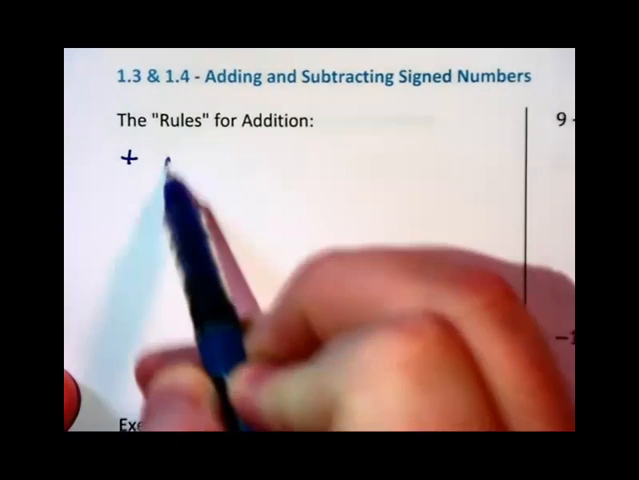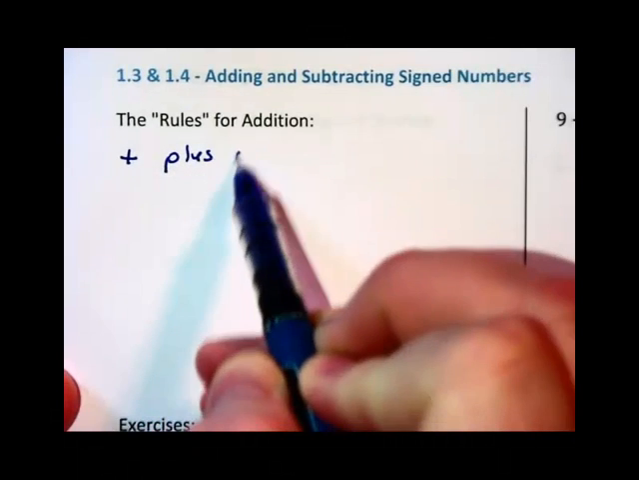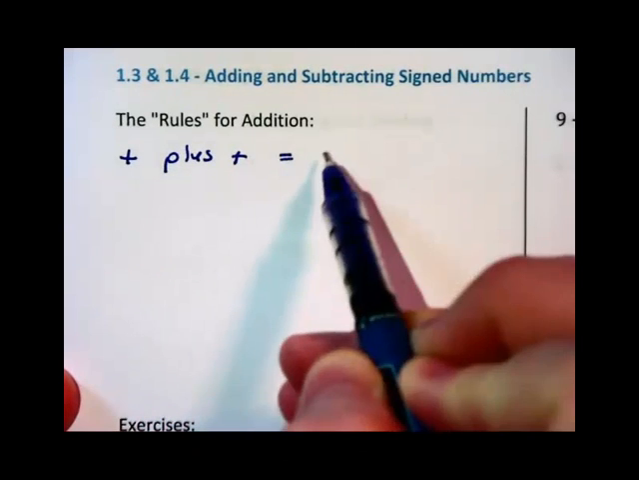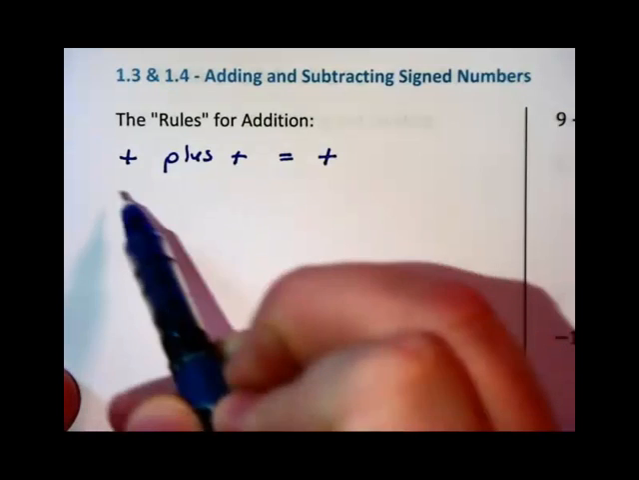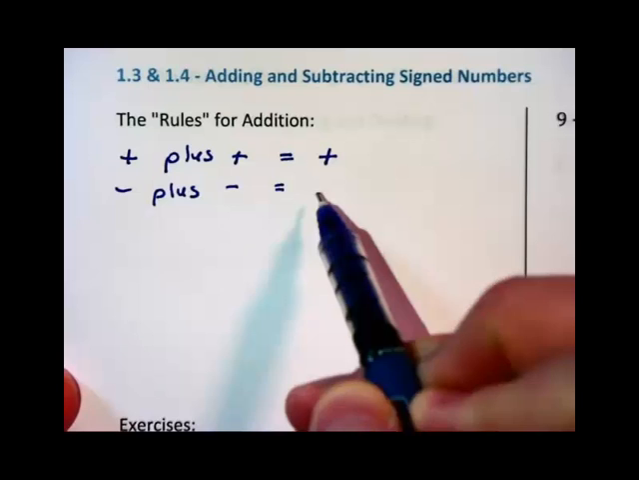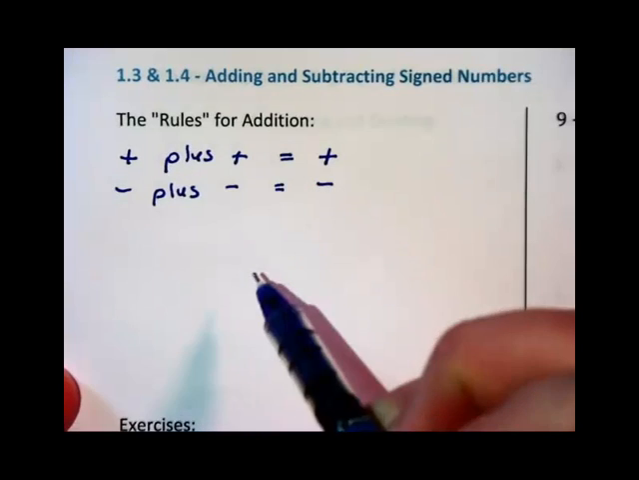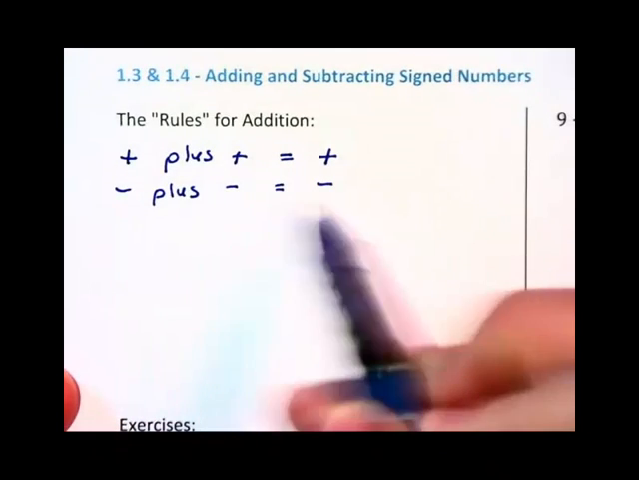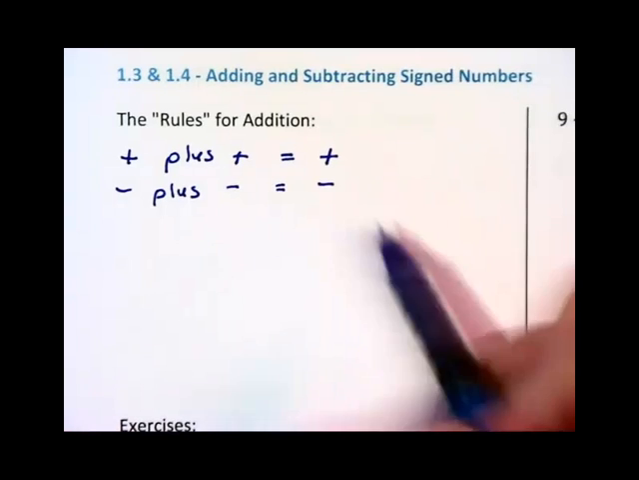If you have a positive plus a positive, that will equal a positive number. If you have a negative plus a negative, that will equal a negative number. That's like having two bills that you have to pay. You have more debt altogether.